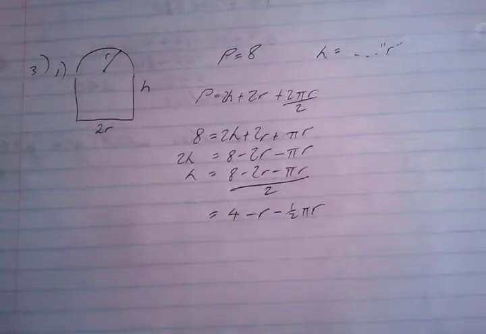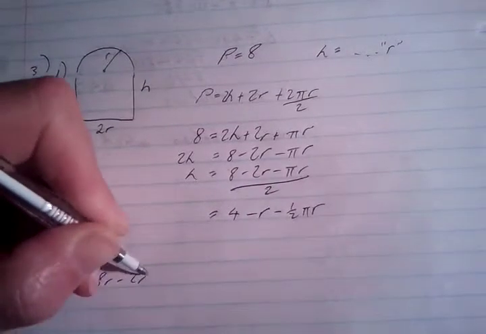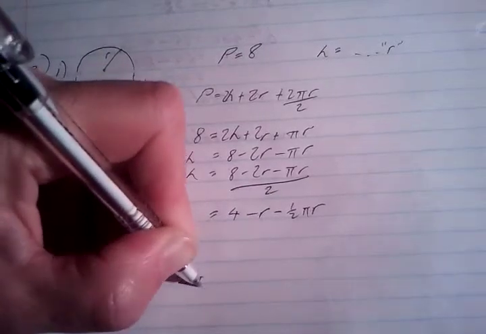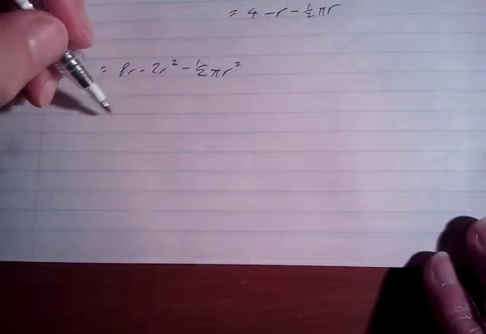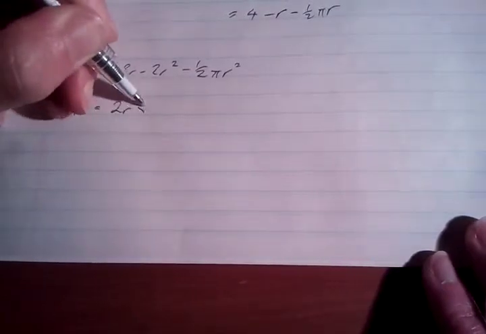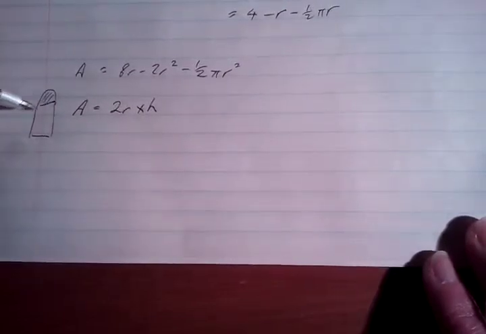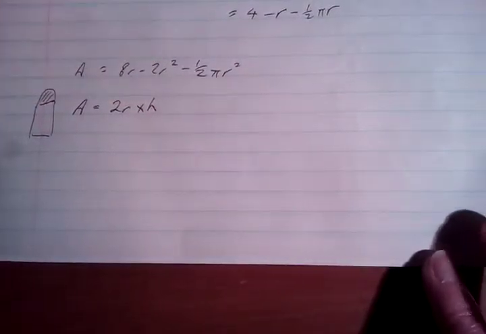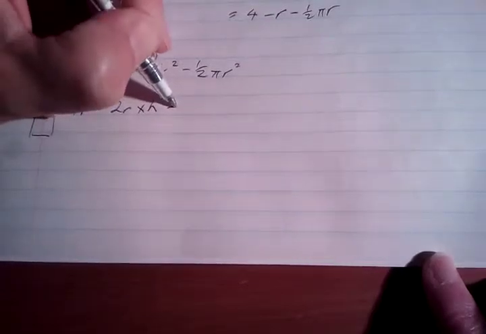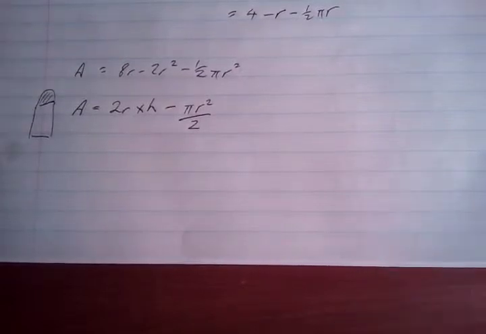The second part says show that the area is given by the expression 8r minus 2r squared minus a half pi r squared. So we need to come up with an expression for area. So an expression for area, given the shape that we've got, would be 2r times h, so that's the base times the height of our diagram, and then we need to add in the semicircle on the top. The formula for a circle is pi r squared, and we want half of that. So here's our formula.